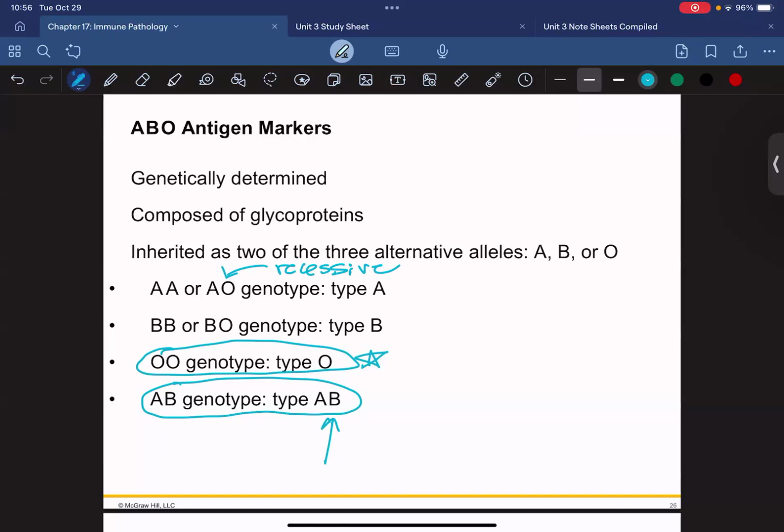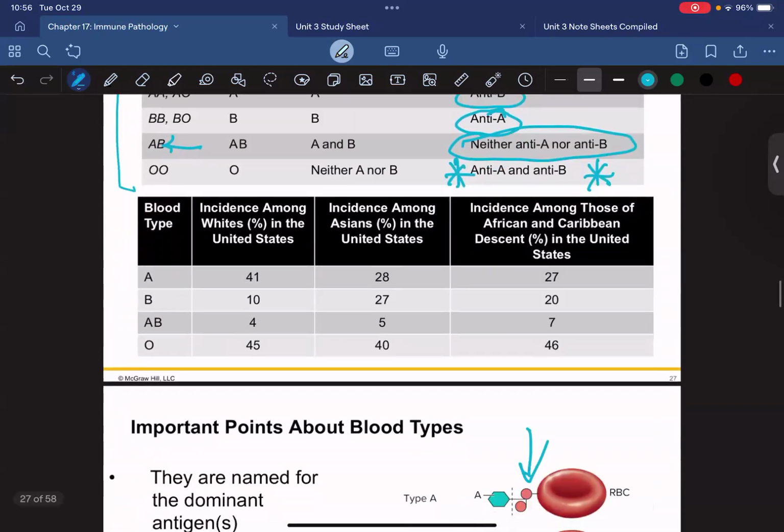All right. And so this will make sense when we look at the structure of the blood cells and how these antigens are presented on your blood cells. I'm going to go past this slide. We'll come back to it in a second.